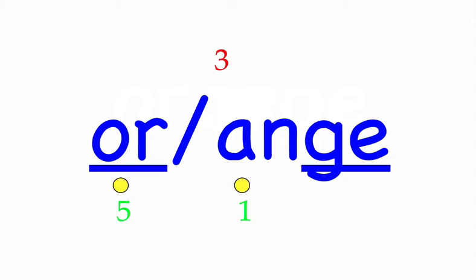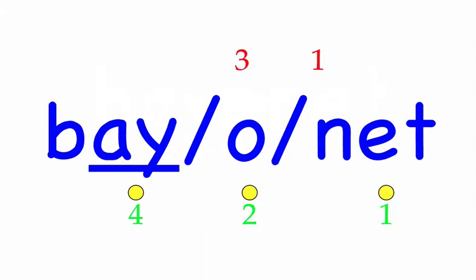Row 3, bayonet. A bayonet is attached to the end of a rifle. Bayonet. Bay, two sounds. B, A. O, one sound. Net, three sounds. N, E, T. Bayonet. Mark the word.